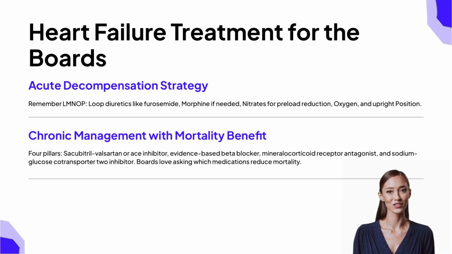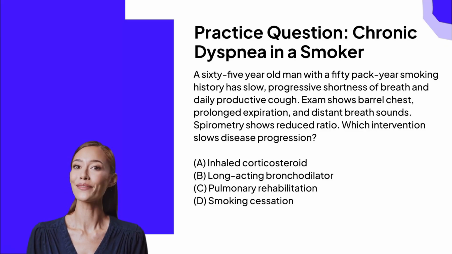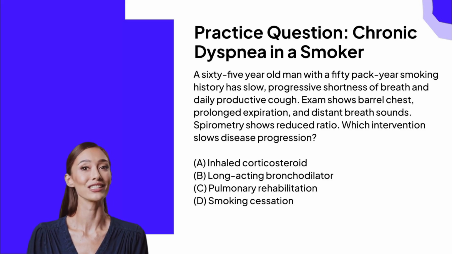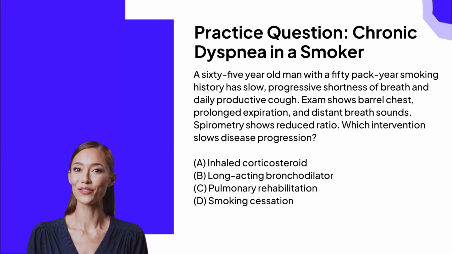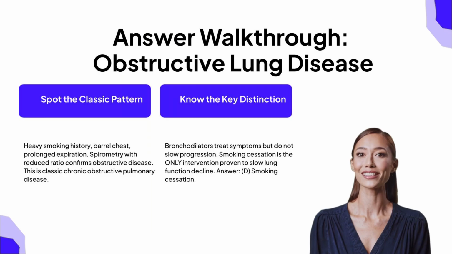The exam frequently asks which medications improve survival. All 4 pillars do. Another classic pattern question: heavy smoking history, barrel chest, prolonged expiration, productive cough. This is textbook COPD. The question asks what slows disease progression, not what treats symptoms. Take a moment to consider the options. This tests an important distinction.